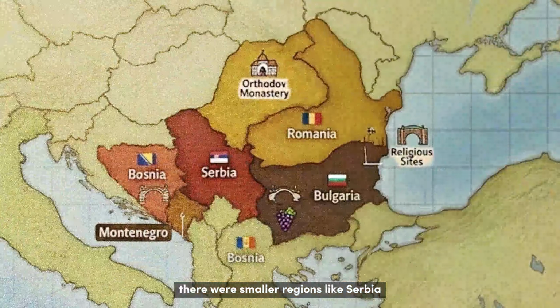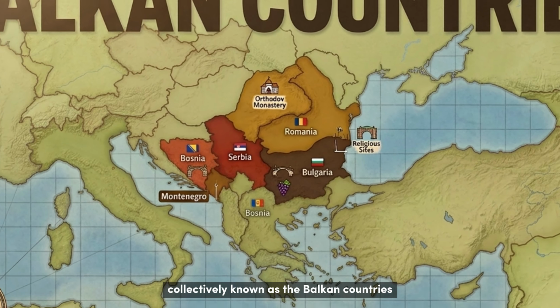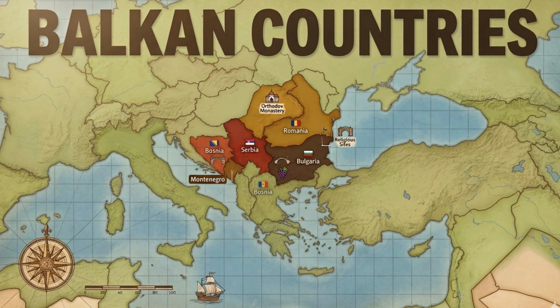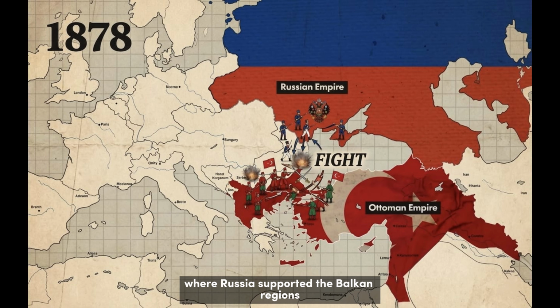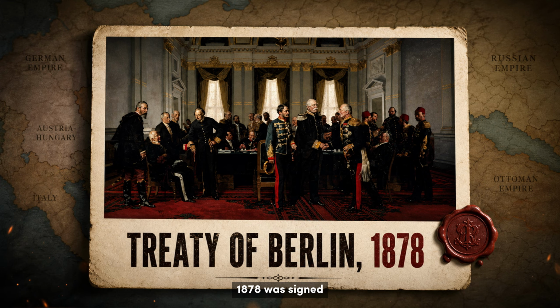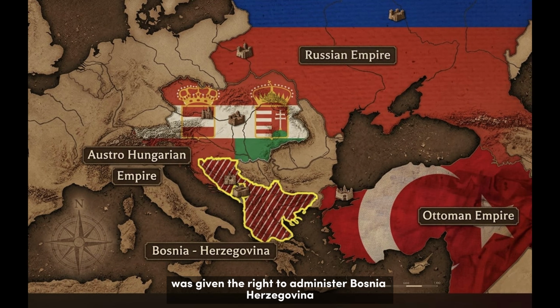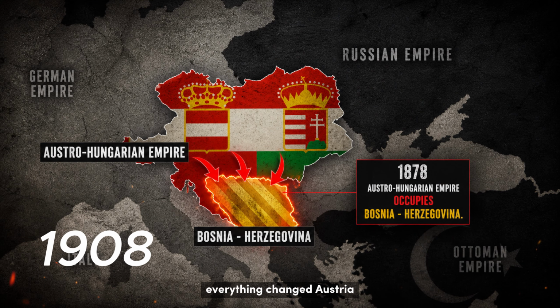Now in Eastern Europe, there were smaller regions like Serbia, Bosnia, Romania and Bulgaria, collectively known as the Balkan countries. Remember them because they are very important to this story. Our story actually begins in 1878. There was a war between the Russian Empire and the Ottoman Empire, where Russia supported the Balkan regions in breaking away from Ottoman control. After the war, the Treaty of Berlin, 1878, was signed. According to this treaty, Austria-Hungary was given the right to administer Bosnia-Herzegovina, but officially, it still remained part of the Ottoman Empire. However, in 1908, everything changed.